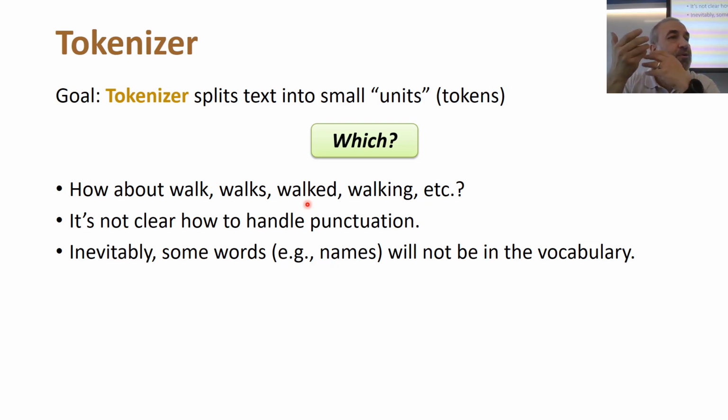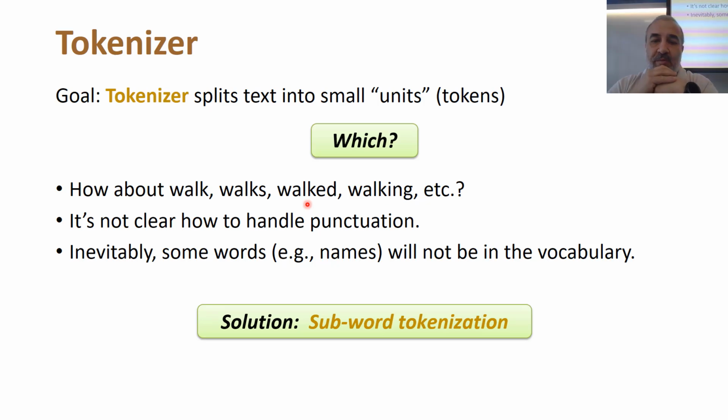It's not clear how to deal with punctuation. Should it be separate, or should it be part of the word? How about words that don't appear in training, like new names? If we train with specific tokens and then we see a token that is a new name or a new word that was not seen in training, what should we do with it? So there are many issues with that. It's a big topic in natural language processing.